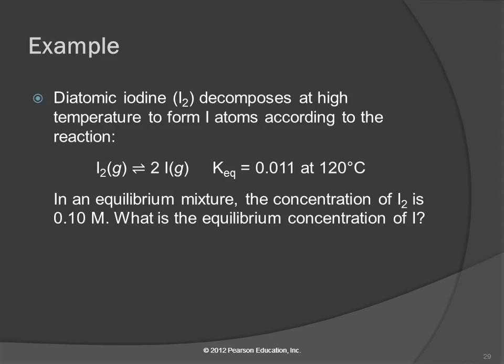So diatomic iodine decomposes at high temperature to form iodine atoms according to this reaction, and it gives us the equilibrium constant. In an equilibrium mixture, the concentration of iodine is 0.10 molar. What's the equilibrium concentration of the iodine atoms?